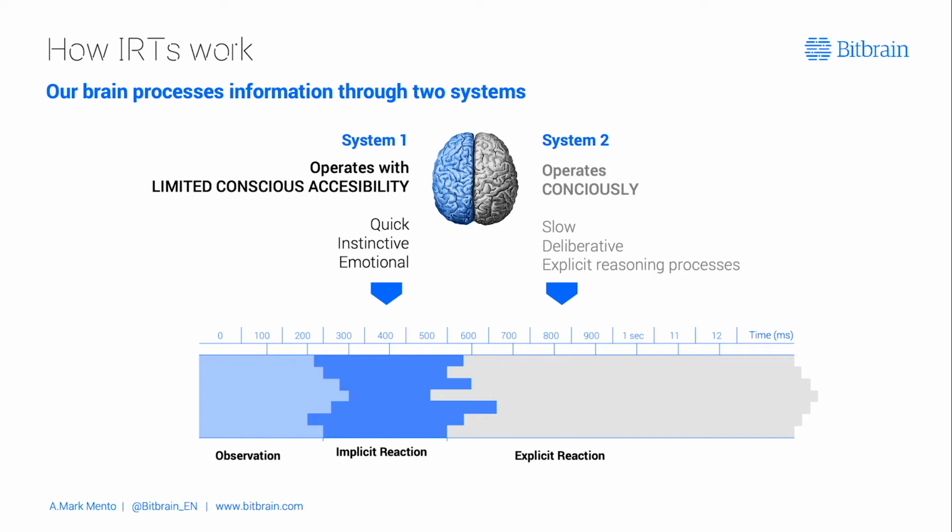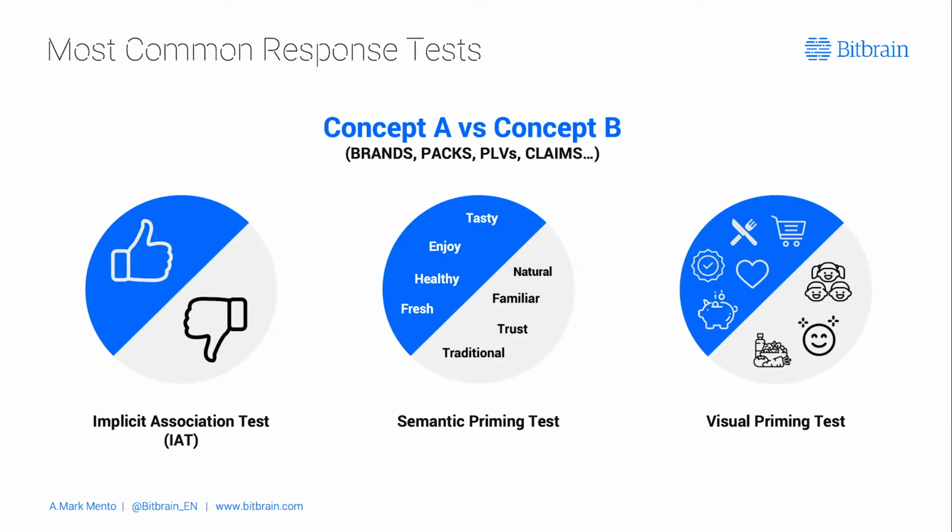With a fast enough response, we know that the participant was not using System 2, the conscious and reflexive mind. The response could only have come from System 1, the non-conscious mind, and therefore it's an expression of bias. It's important to remember that IRTs are comparative tests. They compare two concepts like two brands, two advertisements, two commercials, two products, two public figures, etc.